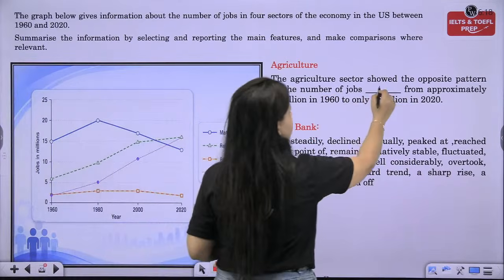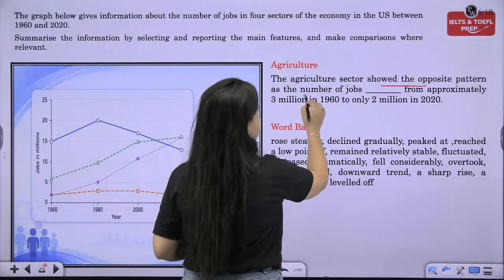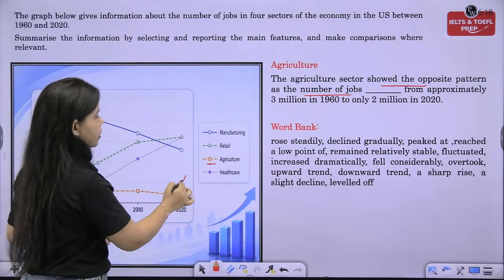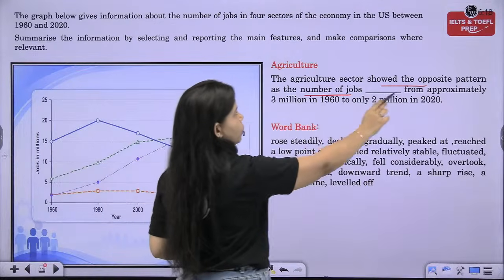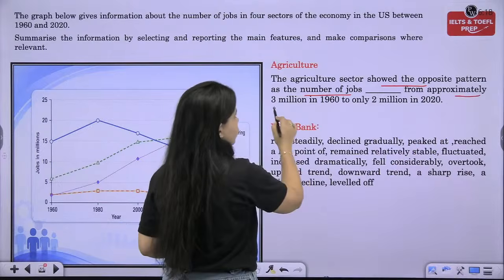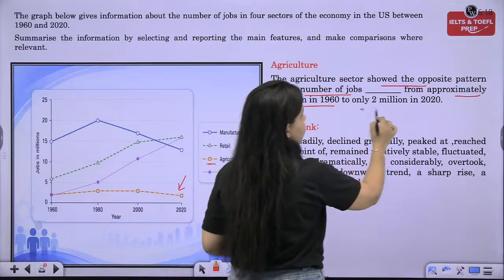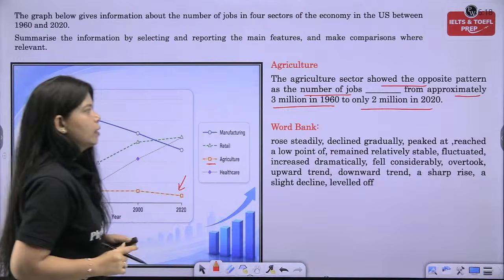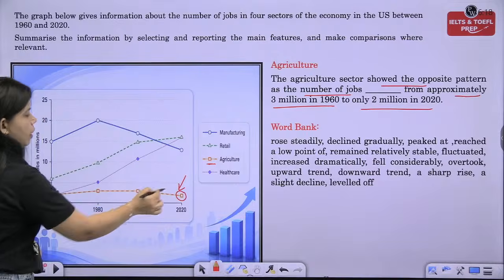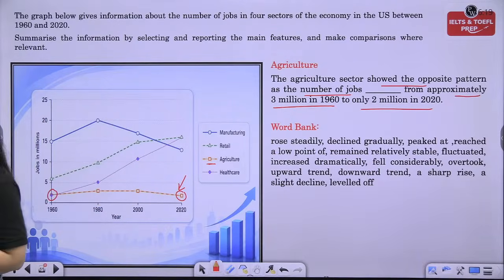The agriculture sector showed the opposite pattern as the number of jobs. Now, agriculture is the orange line, okay, the last one. The agriculture sector showed the opposite pattern as the number of jobs dash from approximately 3 million in 1960 to only 2 million in 2020. See, what's the right word that can go here? 3 million in 1960 to 2 million in 2020. What's happening here?